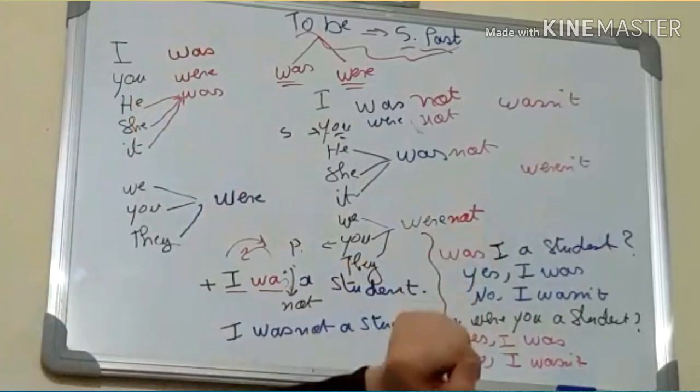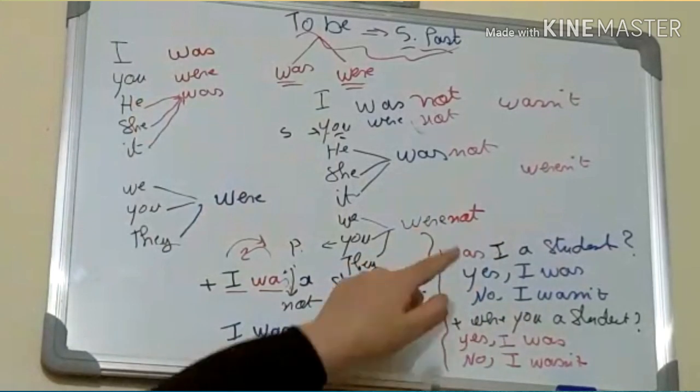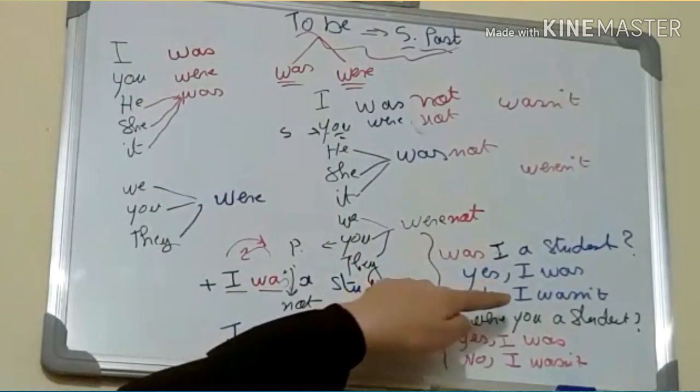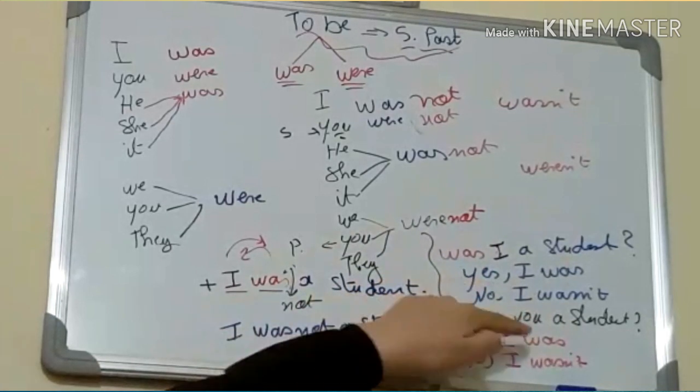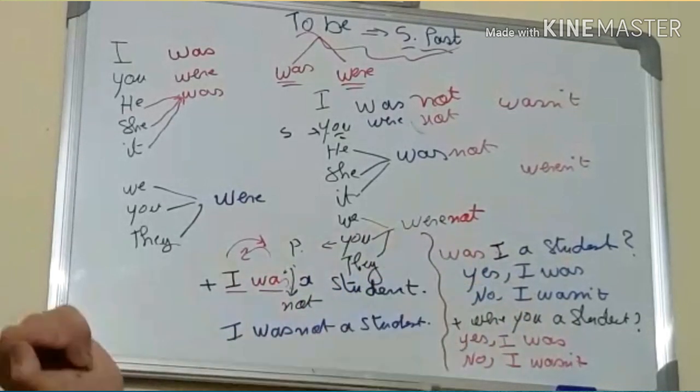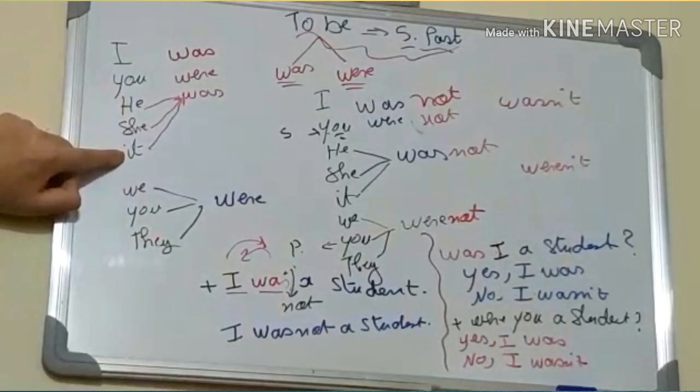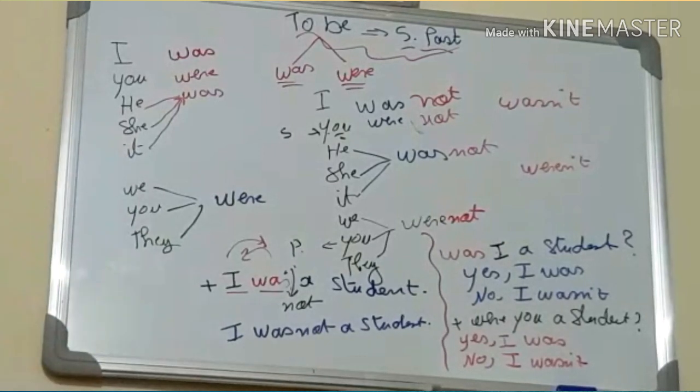If it is with he, she, or it, the subject stays the same and is repeated. Was he a student? Yes, he was. No, he wasn't. Was she a student, if it is feminine? Yes, she was. No, she wasn't. If I want to use it: was it a student? Yes, it was. No, it wasn't. So I think it's so clear now. Yes.